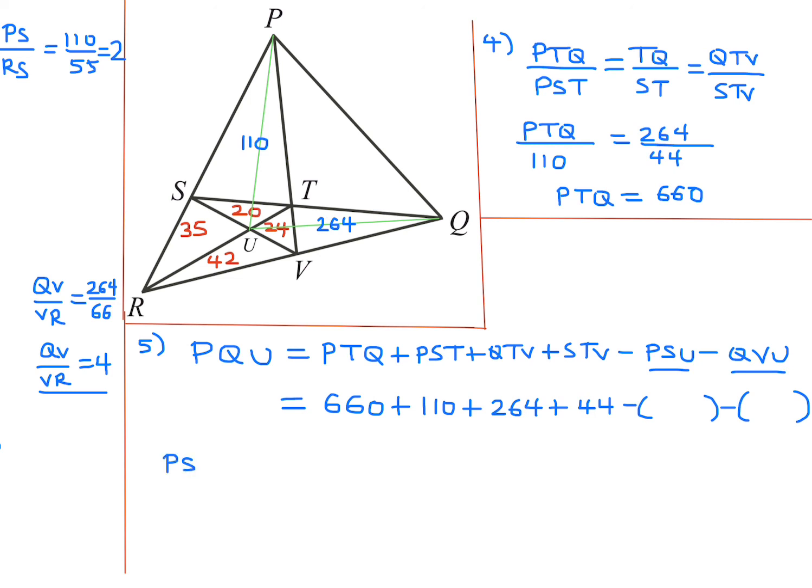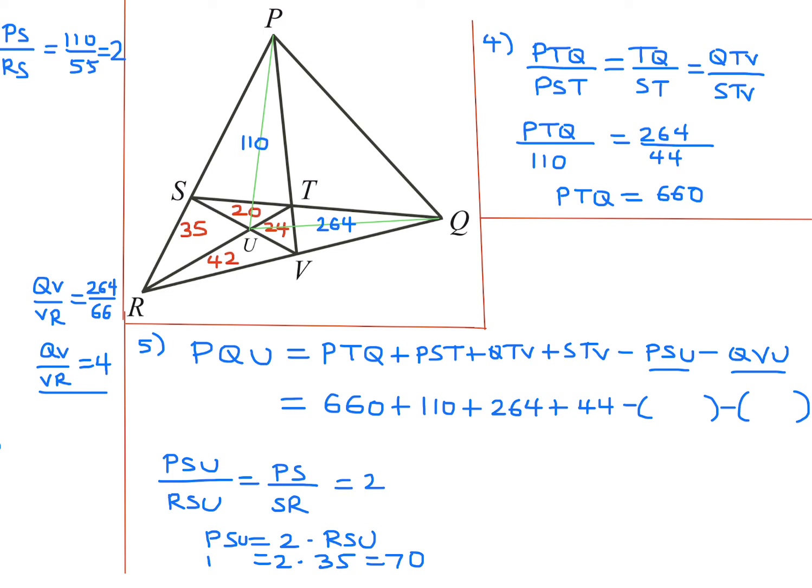Okay, so PSU, that over RSU is the same as PS over SR. Okay, if you look at those two triangles. But PS over SR, we have calculated up here to be equal to 2. So I just plug it in there, 2. So that means PSU is equal to 2 times RSU. And RSU is 35. So this is 2 times 35, which is 70. So PSU is 70. So 70 goes in here.